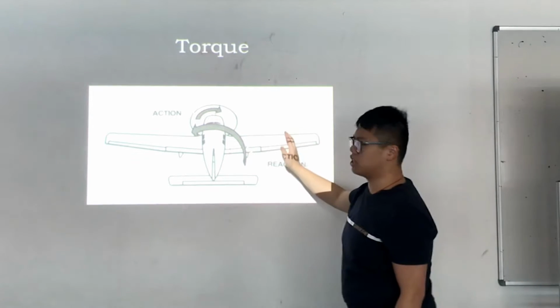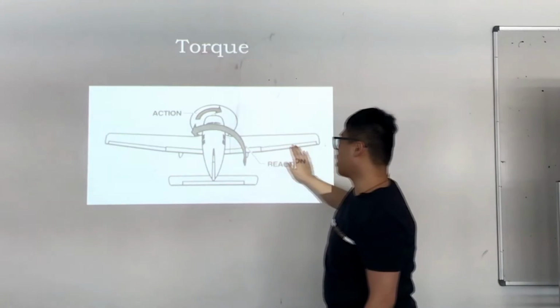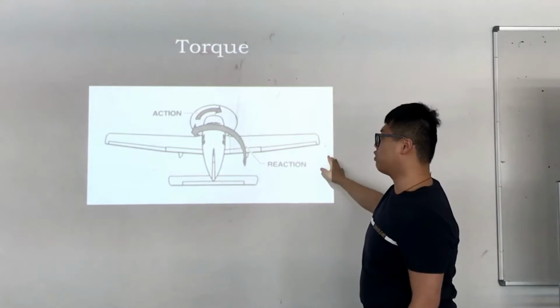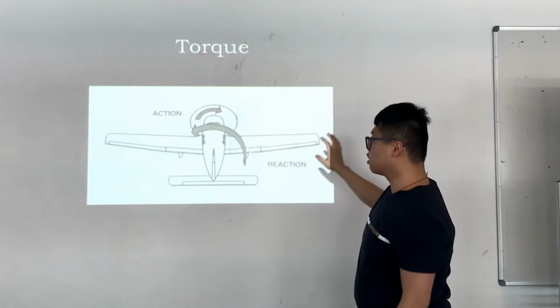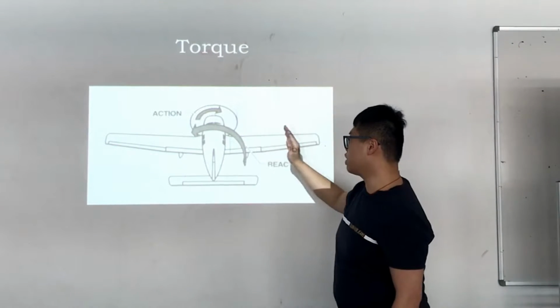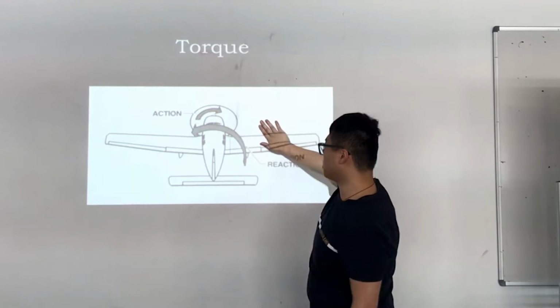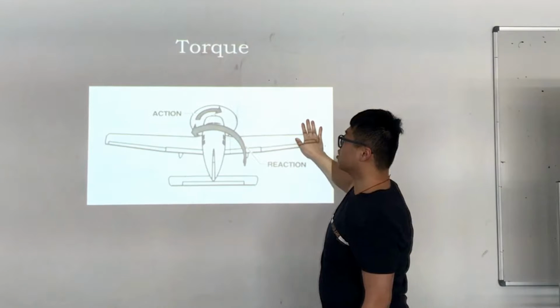And in this case, like a pilot doing a takeoff, they will have a lot of power from the engine, and the aircraft will roll to the left, and we will press the right pedal to roll the aircraft to the right. So that's torque.